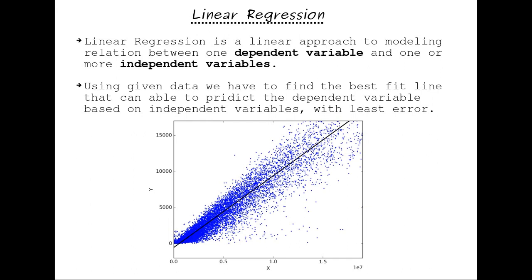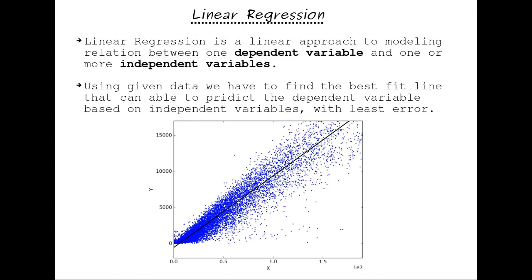Linear regression is a linear approach to modeling the relation between one dependent variable and one or more independent variables. Using given data, we have to find the best fit line that can predict the dependent variable based on the independent variables with the least error. So our data set contains only one dependent variable and more independent variables.